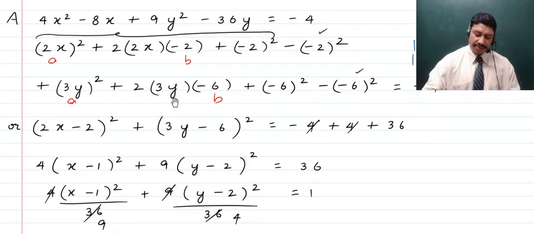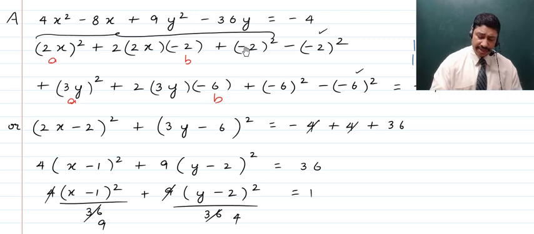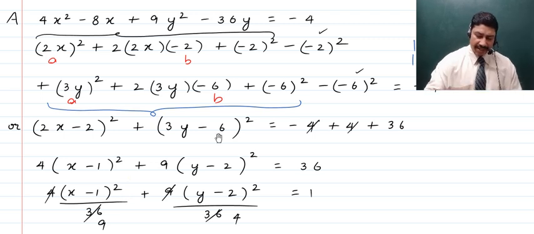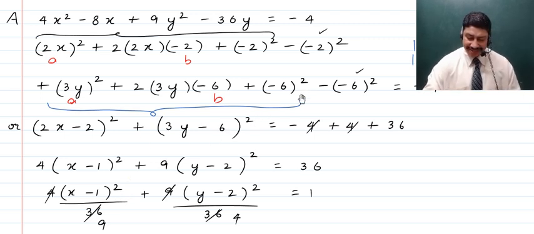Now children, next what we do is we can now write this trio to be the square of 2x minus 2, and we can take the other trio, that is this, to be 3y minus 6 whole square. Now after we've taken this, the constants are left out with minus sign. We take them over to the other side.